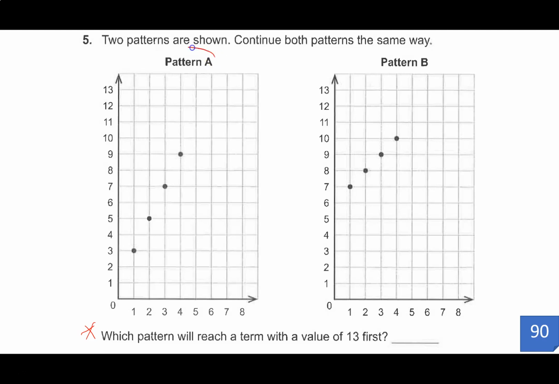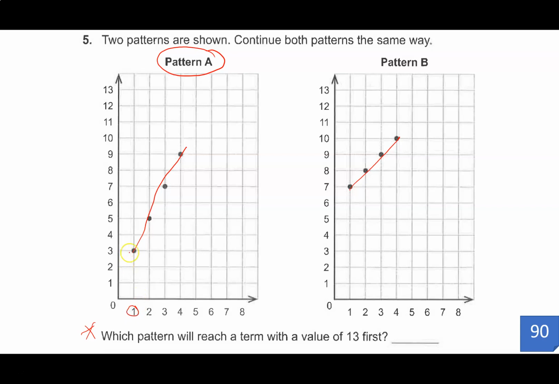Let's start with pattern A. You can notice that the general trend is the same. Both patterns are increasing. However, pattern A has a steeper line. It is increasing more quickly. Let's take a closer look.